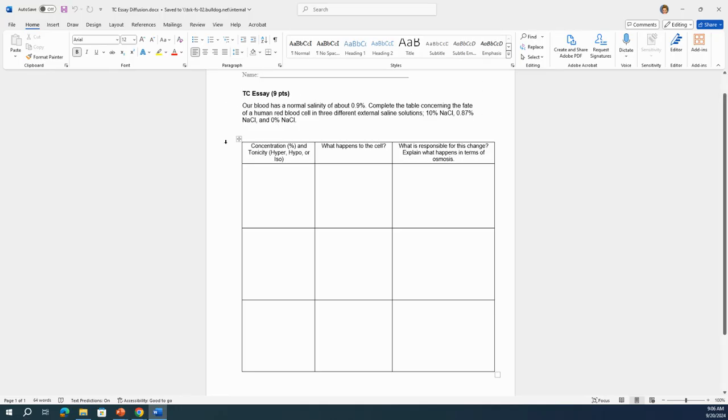So essentially what you're doing is, our blood has a normal salinity. Salinity is salt concentration. Our blood has a normal salinity of about 0.9% salt. Okay, salinity is salt. And so essentially what you're going to do is say what happens to cells if you were to place them in different concentrations.